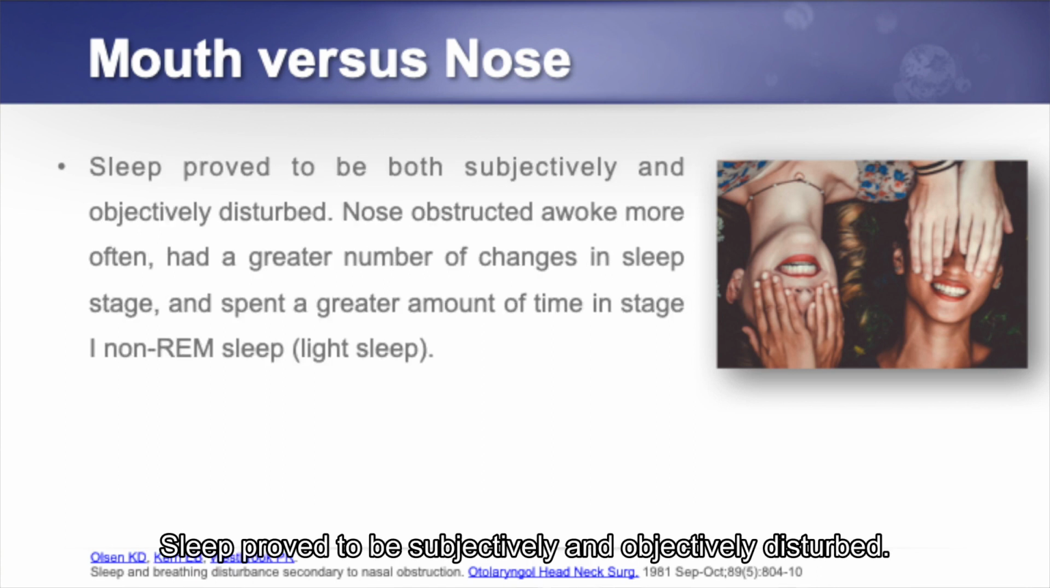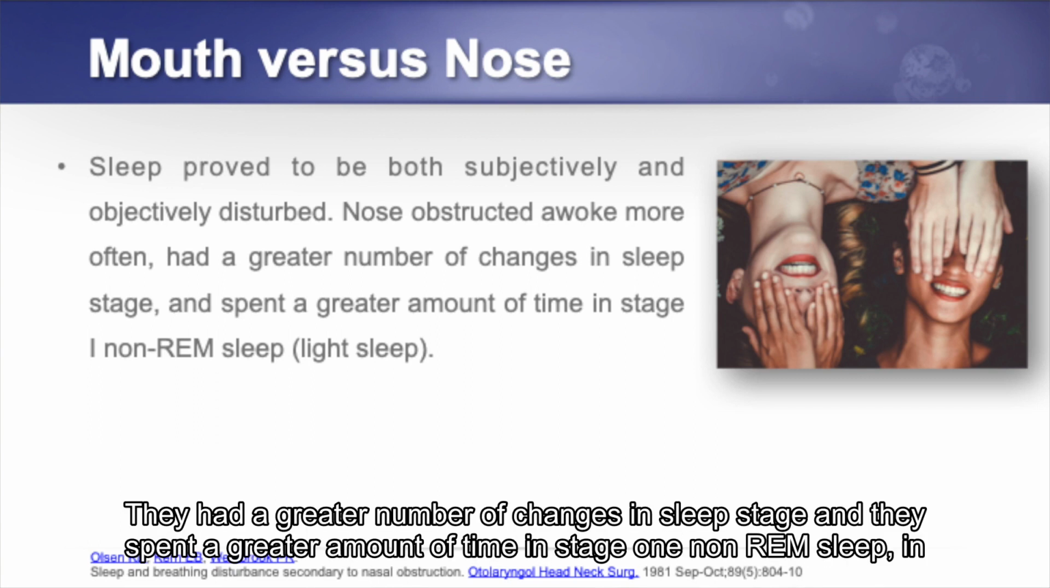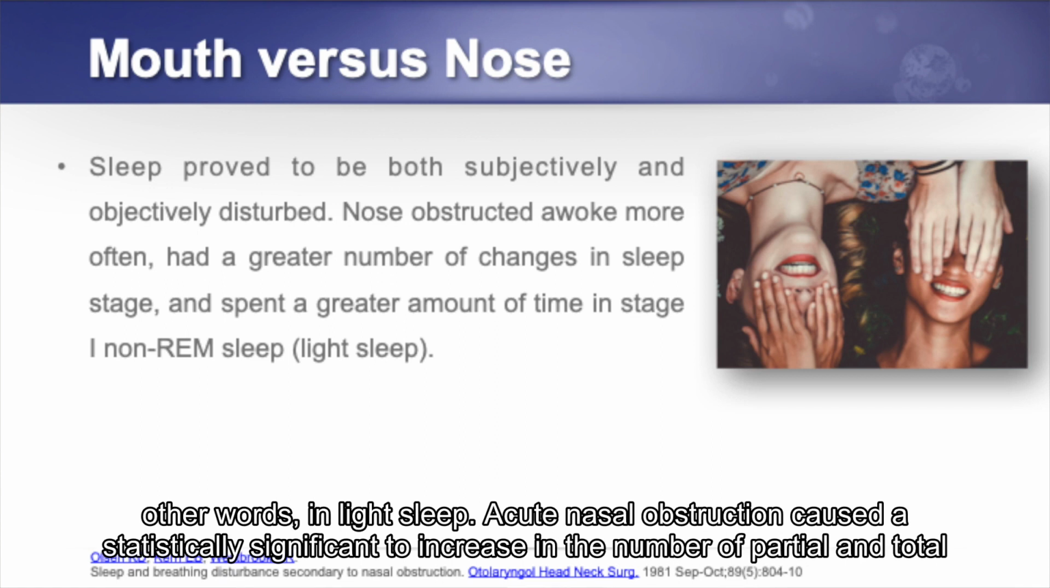Sleep proved to be subjectively and objectively disturbed. The nose obstructed awoke more often. They had a greater number of changes in sleep stage, and they spent a greater amount of time in stage 1 non-REM sleep, in other words, in light sleep.